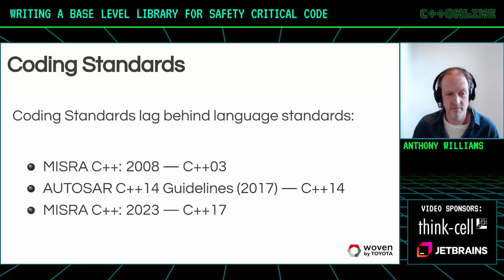Whereas the most recent C++ coding standard from MISRA, the 2023 standard, was for C++17. So again, that was 6 years after the corresponding language standard. And in fact, we've had 2 more C++ standards since then. And C++26 has now just been ratified, and there won't be an automotive coding standard that covers that for a good number of years now.